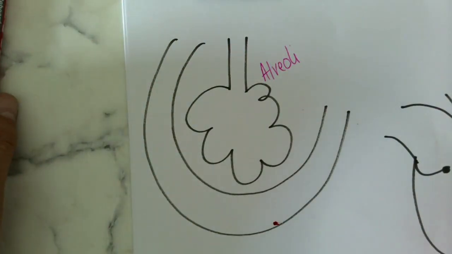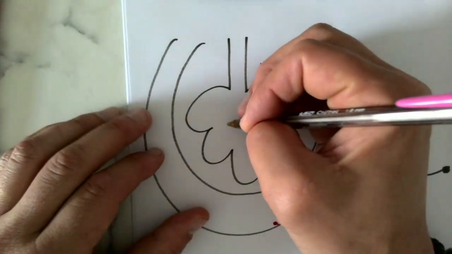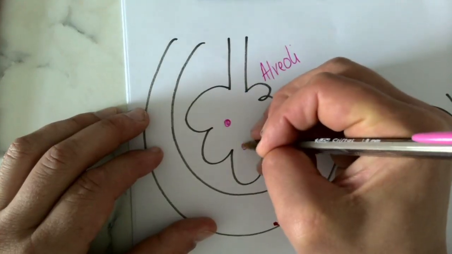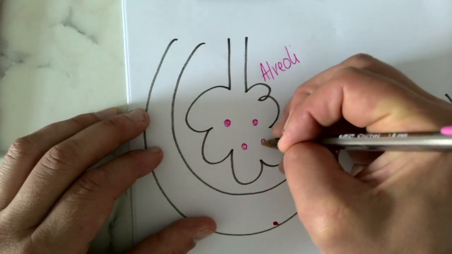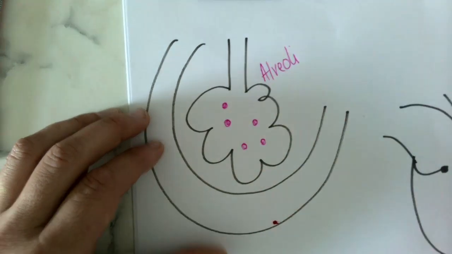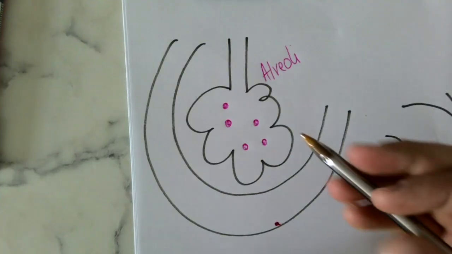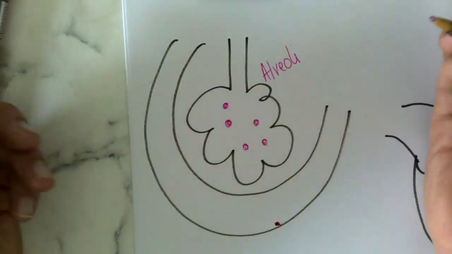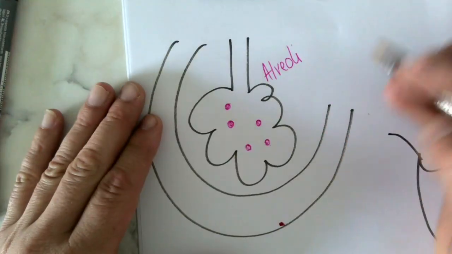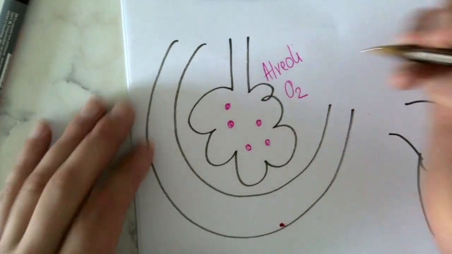Alveoli. I'm making sure I spelled that correctly. And the oxygen needs to get into the blood. So all of these modules on paper 1, B1, all interlink. So now we've got 1, 2, 3, 4, 5 oxygen molecules, O2.